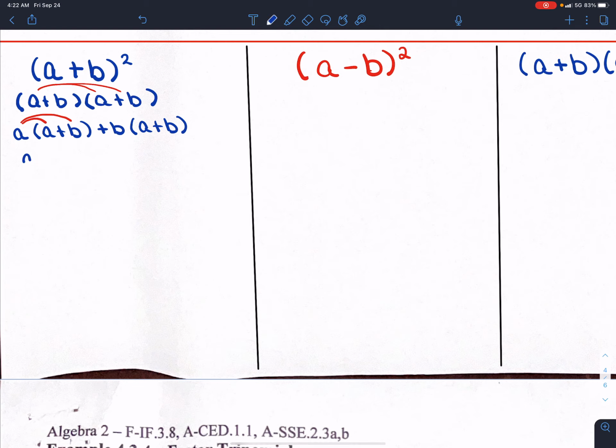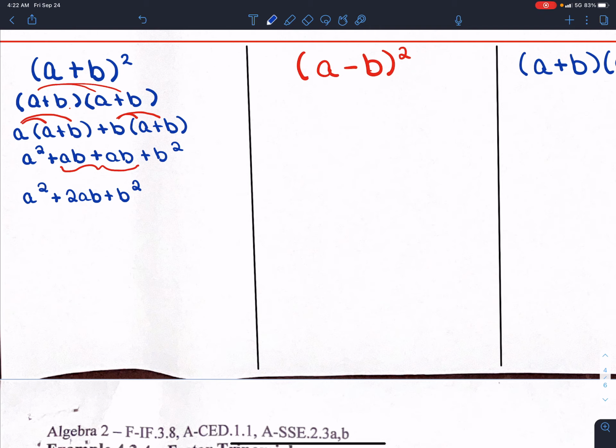So that would give us a squared plus ab. Then I'm distributing the b to the entire group. So I have b times a and b times b. So when you're writing these, write them alphabetically. That will help us with the grouping. A plus b squared. Now I've got 4 terms. Looking at those 4 terms, I can see that these two here are like terms, so they can be combined. So that is a squared plus 2ab plus b squared.